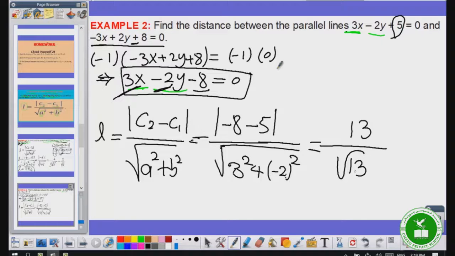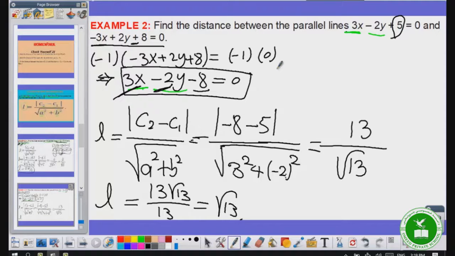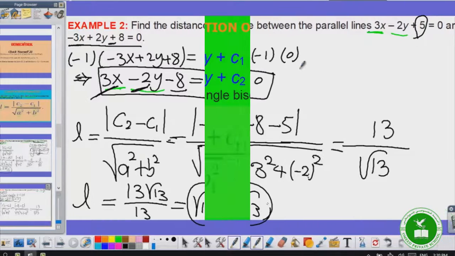If we multiply numerator and denominator by under root 13, then we will get the distance as 13 under root 13 divided by 13. And finally, under root 13 is the distance between these two parallel lines.